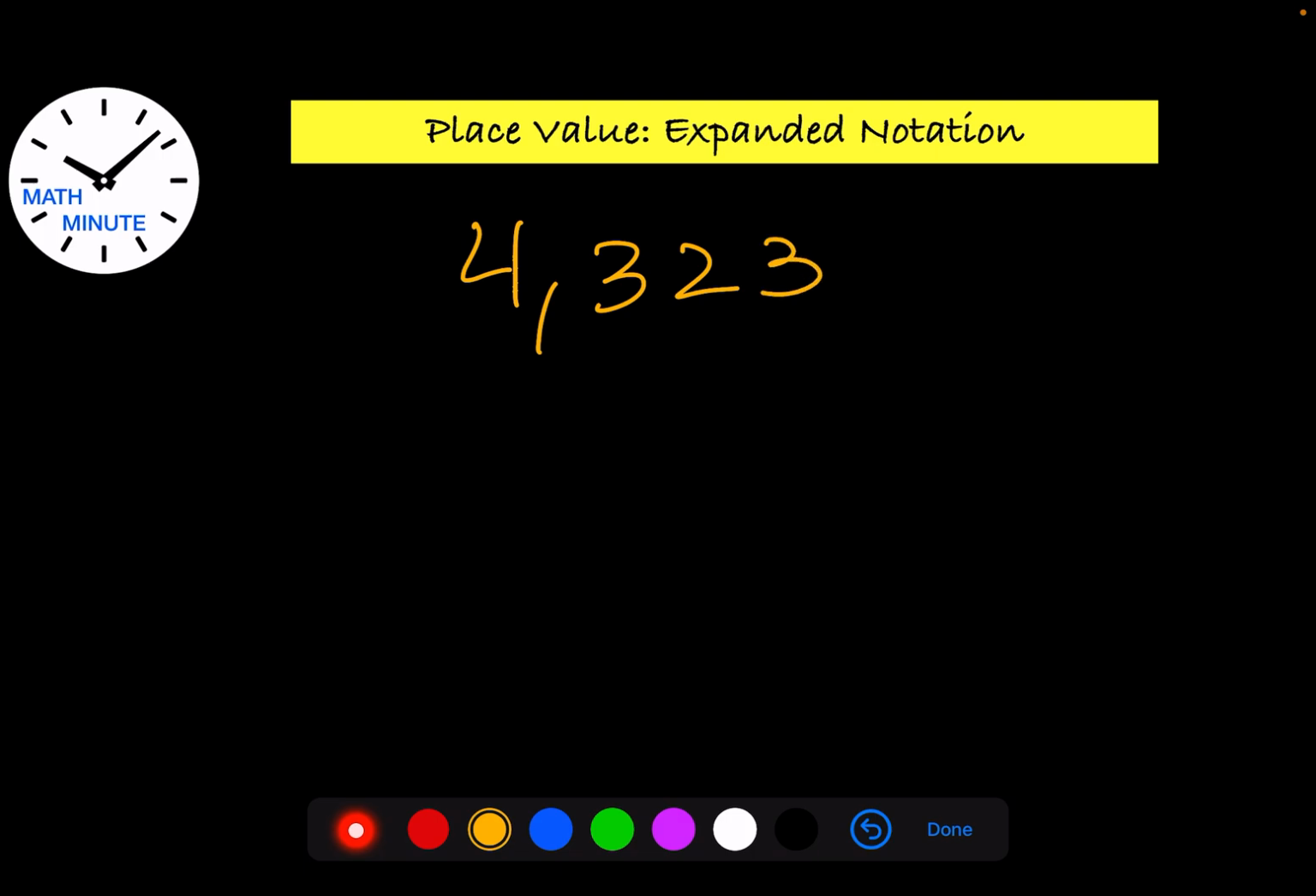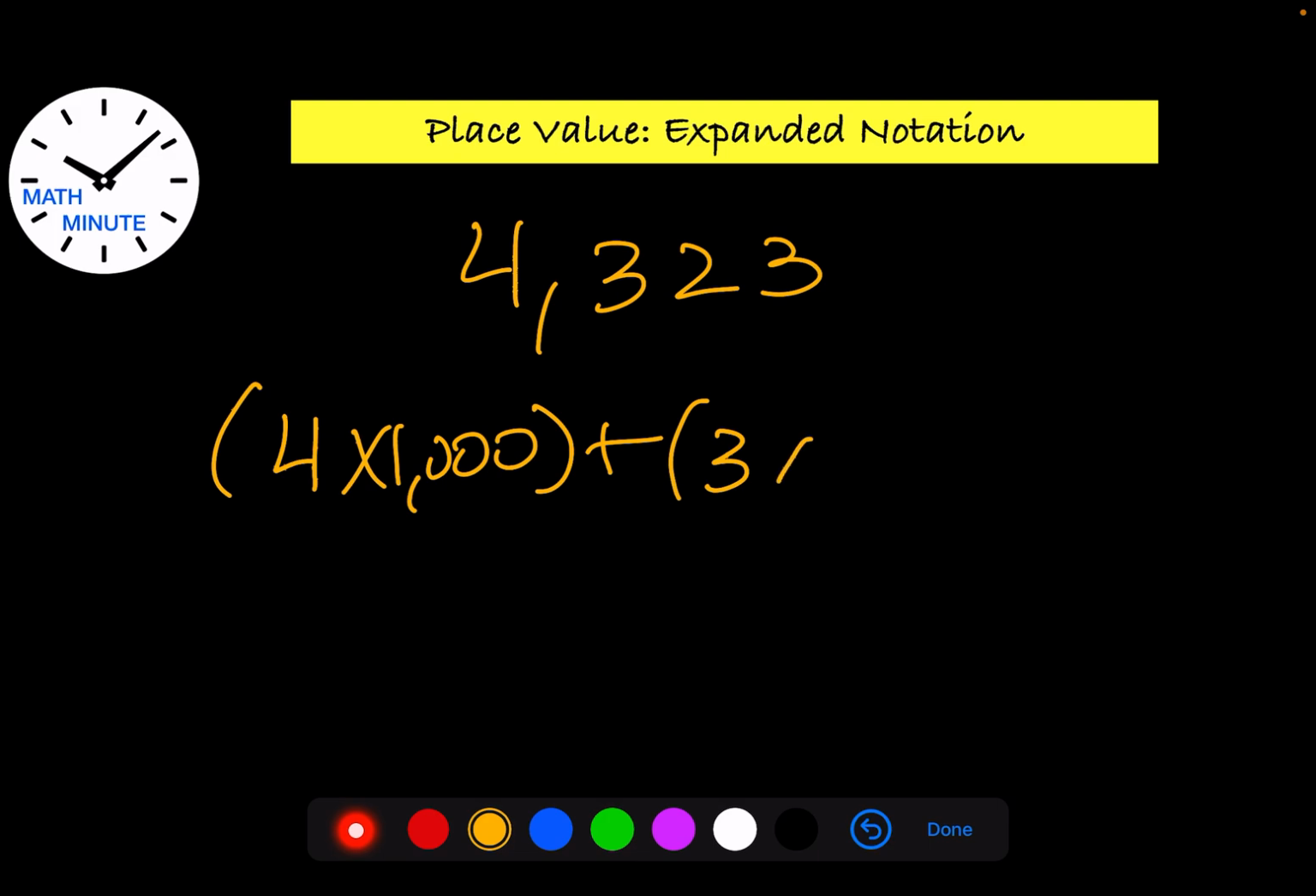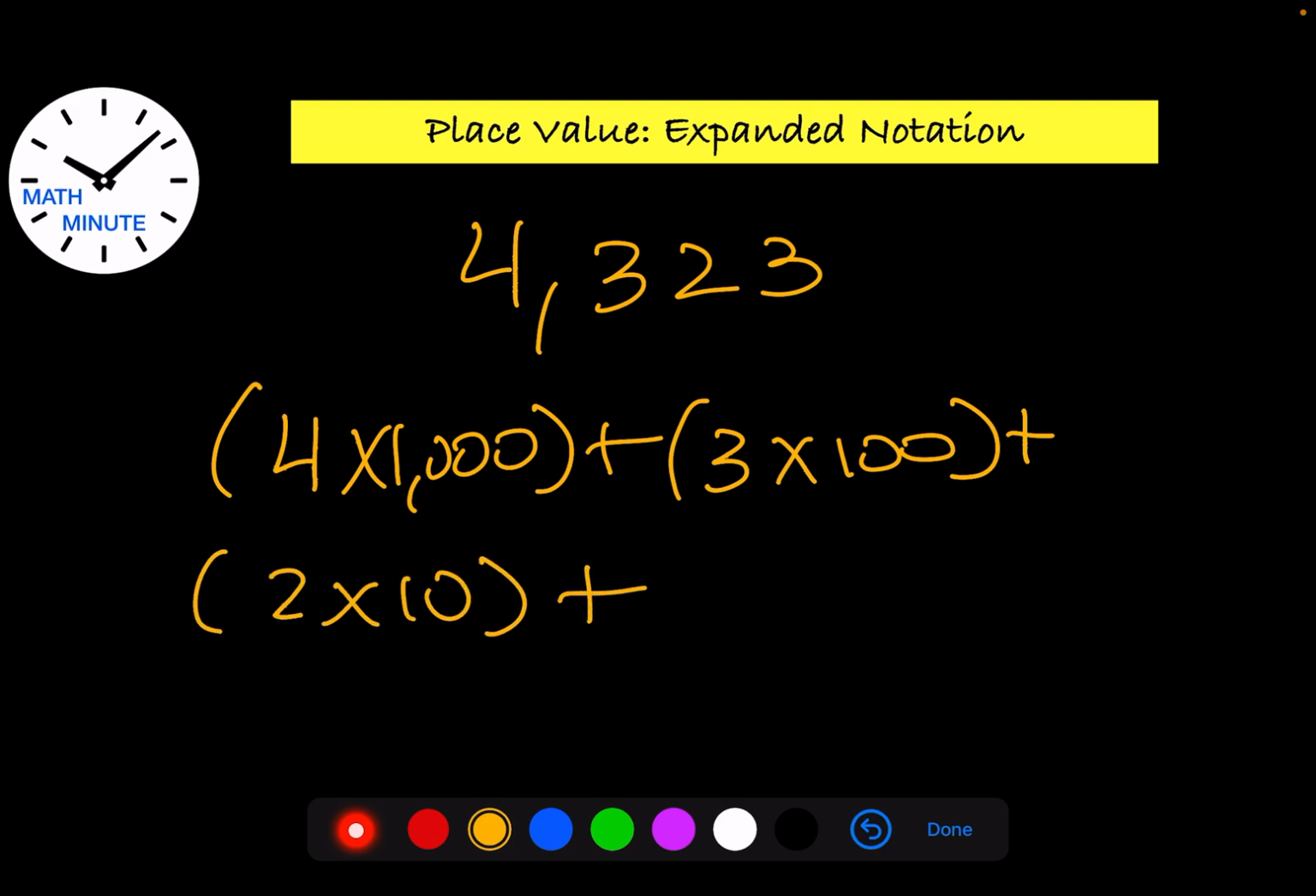So 4,323. The strategy stays the same. Pick the greatest place value. It's the thousands place. So 4 times 1,000 plus 3 times 100 plus 2 times 10 plus 3 times 1. This is just another way to break that number down, expanded form versus expanded notation. Instead of writing 4,000, you would show further how you got that 4 in the thousands place.